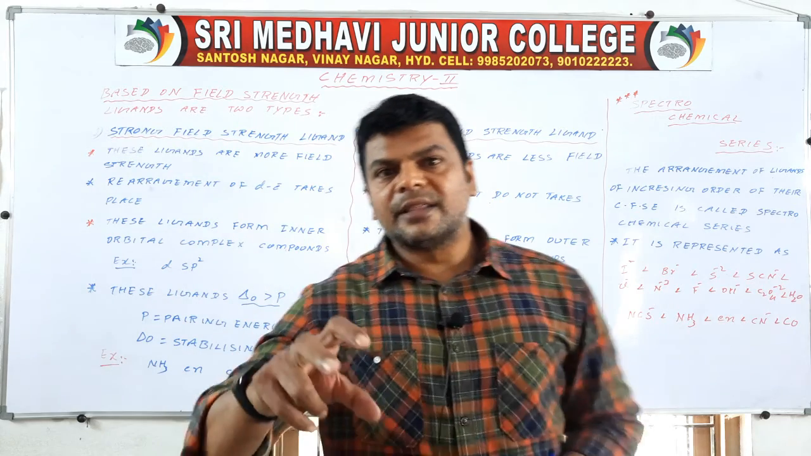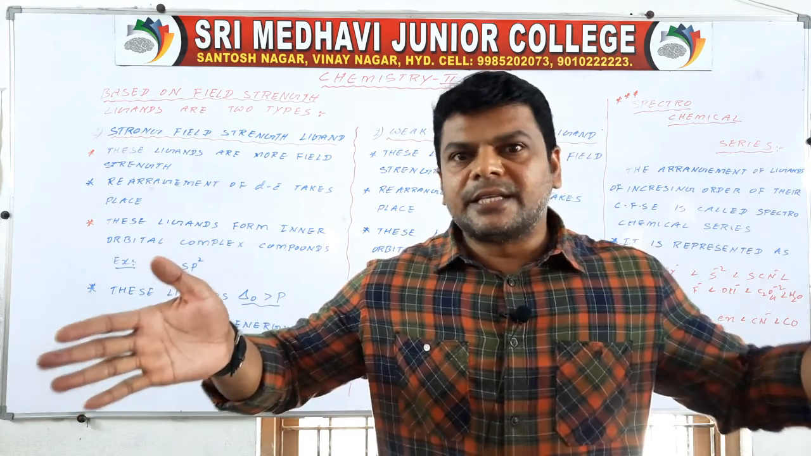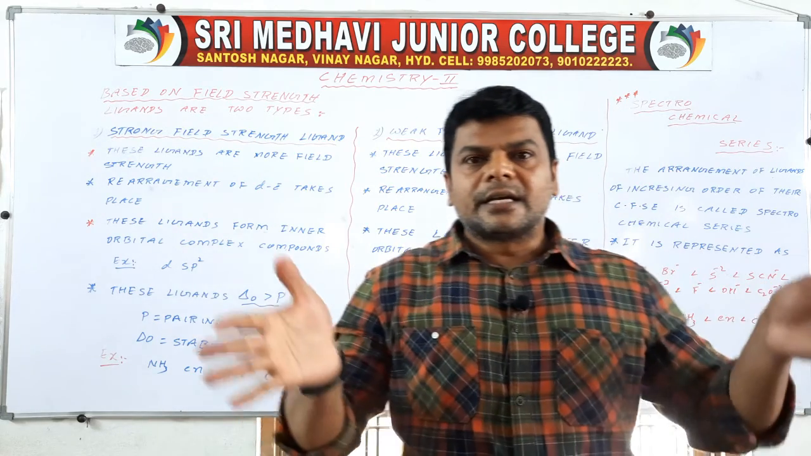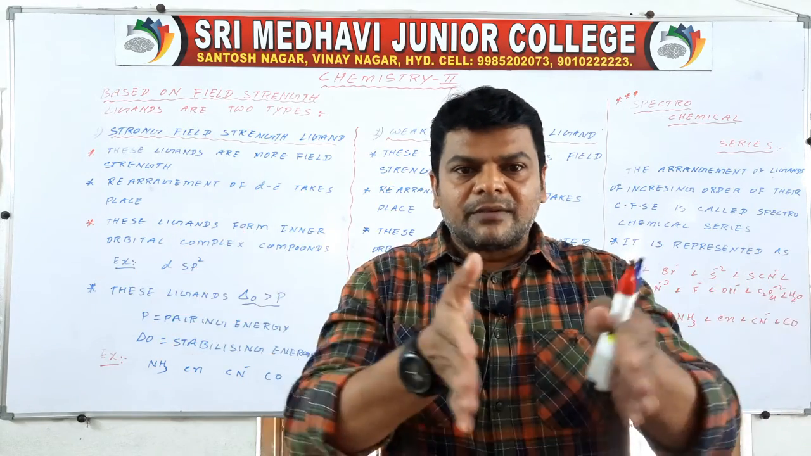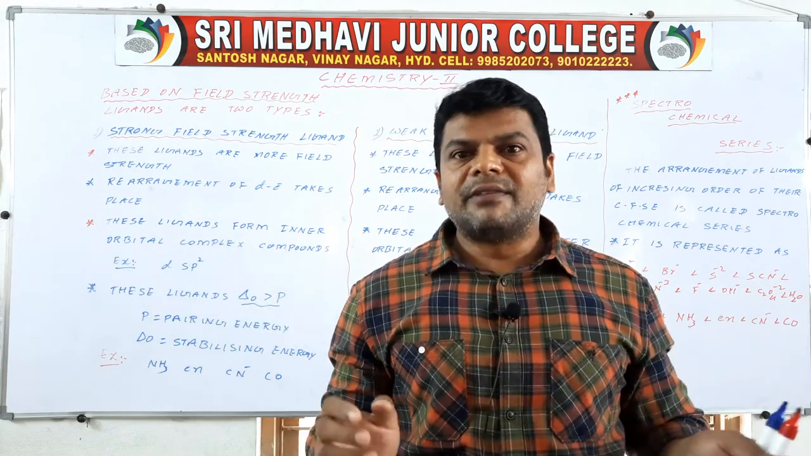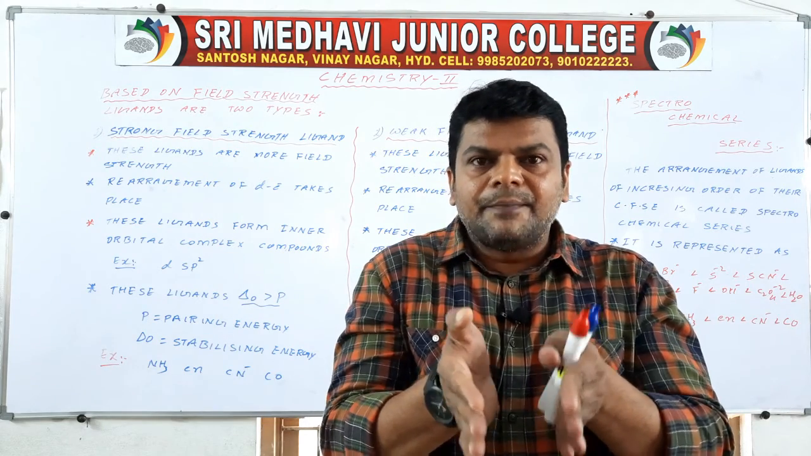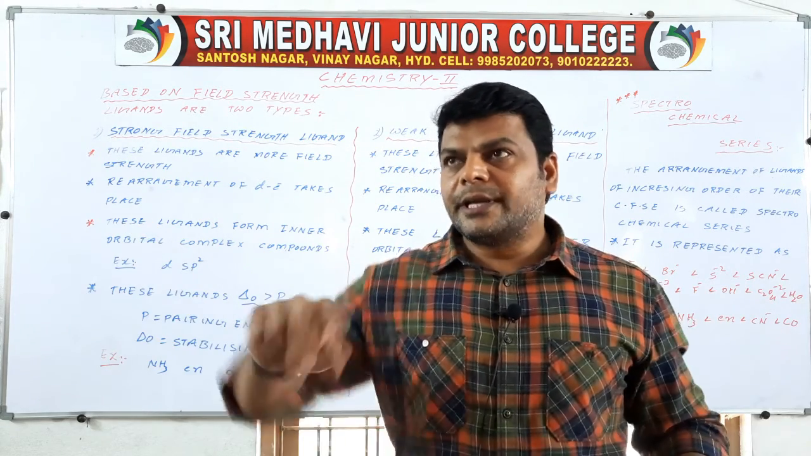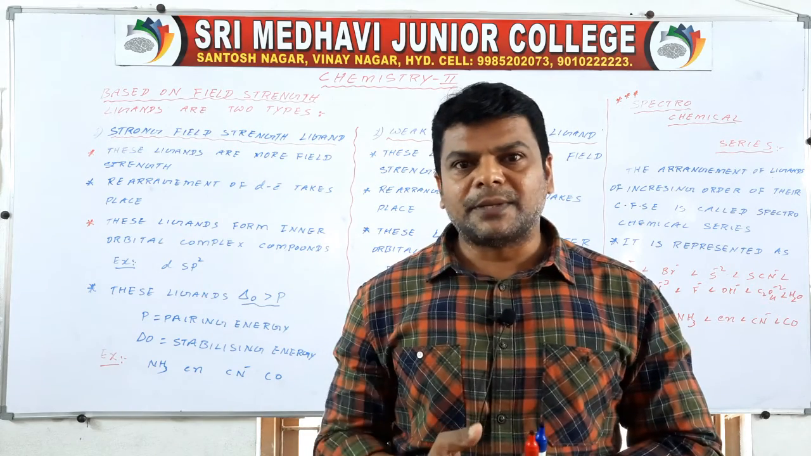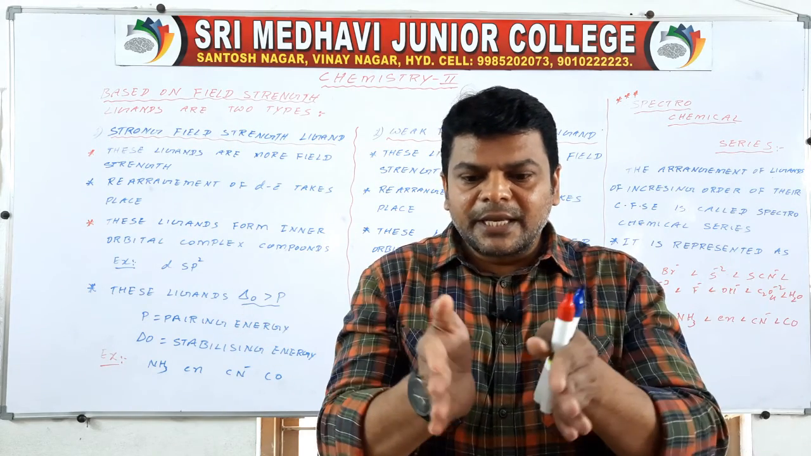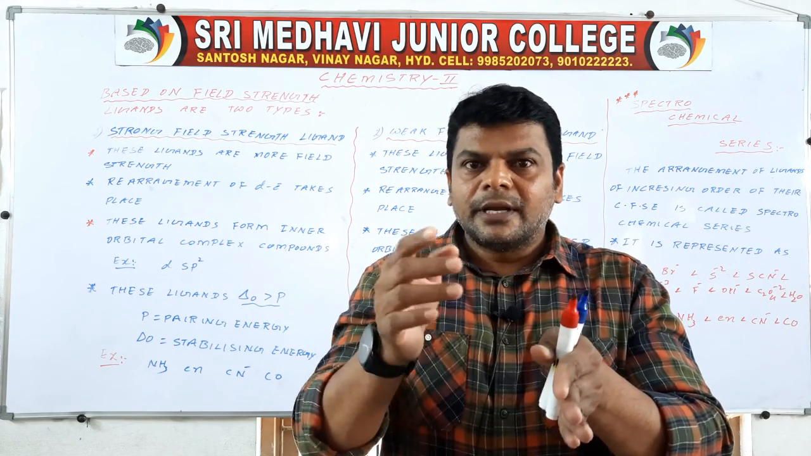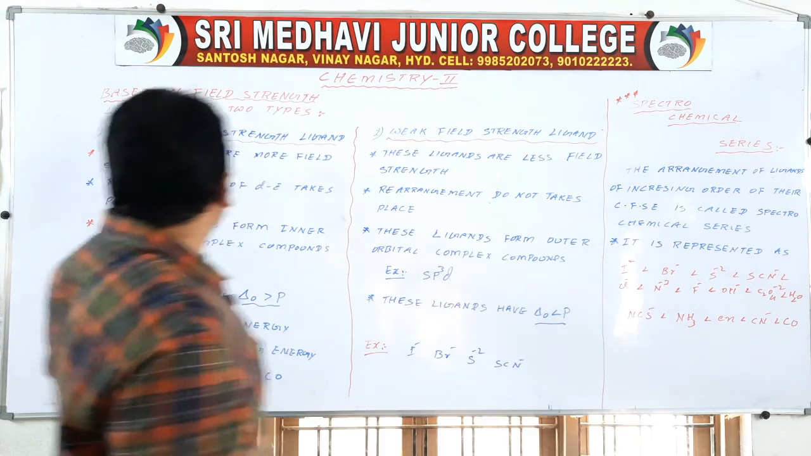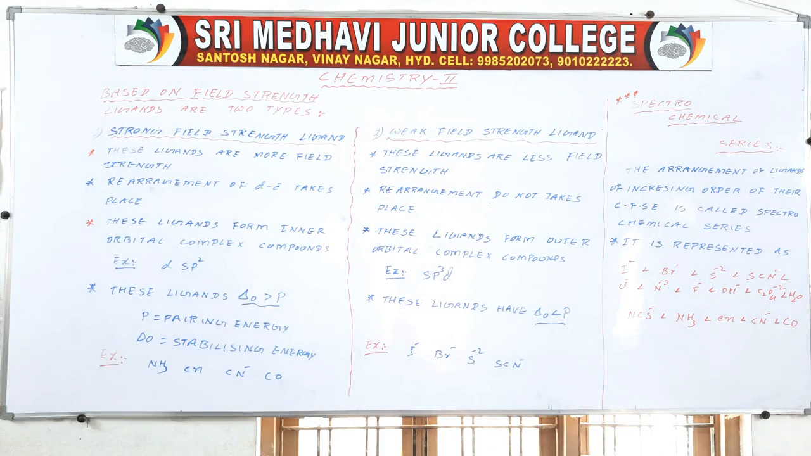So based on the crystal field splitting energy, we have field strength: strong field ligand and weak field ligand. For a strong field ligand, the crystal field splitting energy is more. For a weak field ligand, it is less. Crystal field splitting energy more means the electron can't jump, so pairing takes place. Crystal field splitting energy less means the electron can jump, so pairing does not take place. Okay, so this is today's chemistry class.